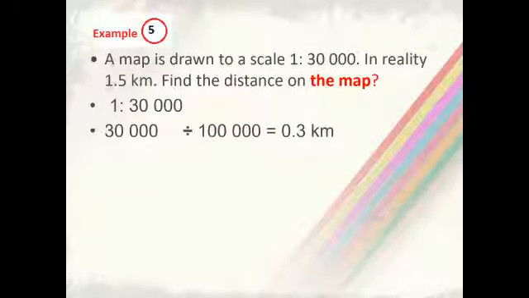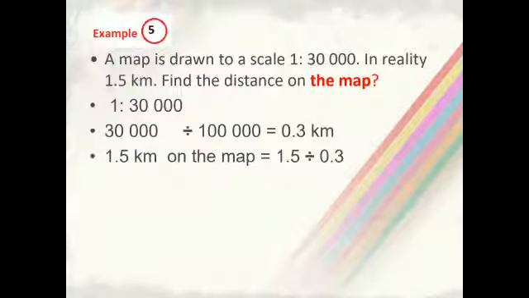Okay, so conversion finished. Then what is the formula? Map distance is equal to actual distance divided by scale factor. The actual distance is 1.5 kilometer, given in the question, and the scale factor we calculated is 0.3. Our answer is 5. 5 centimeter on the map.